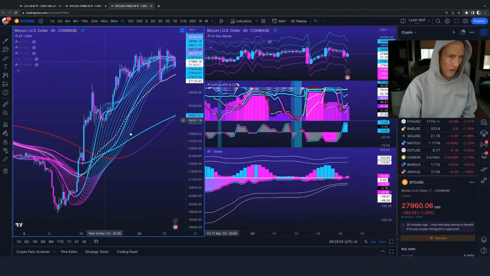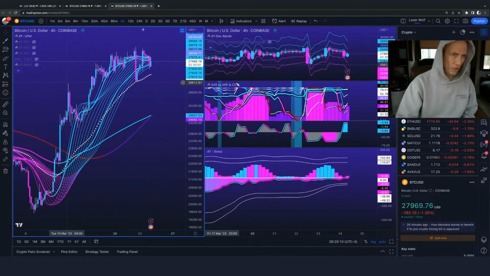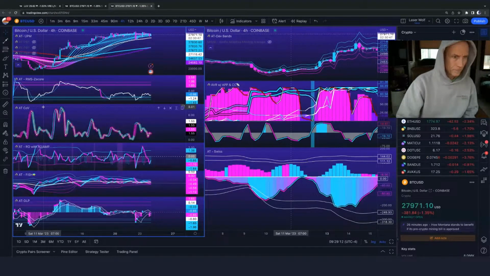You're outside of the power mean band. Was it trying to come back to wave trend? Yeah, it was. All that was building. You want to see what else was building?